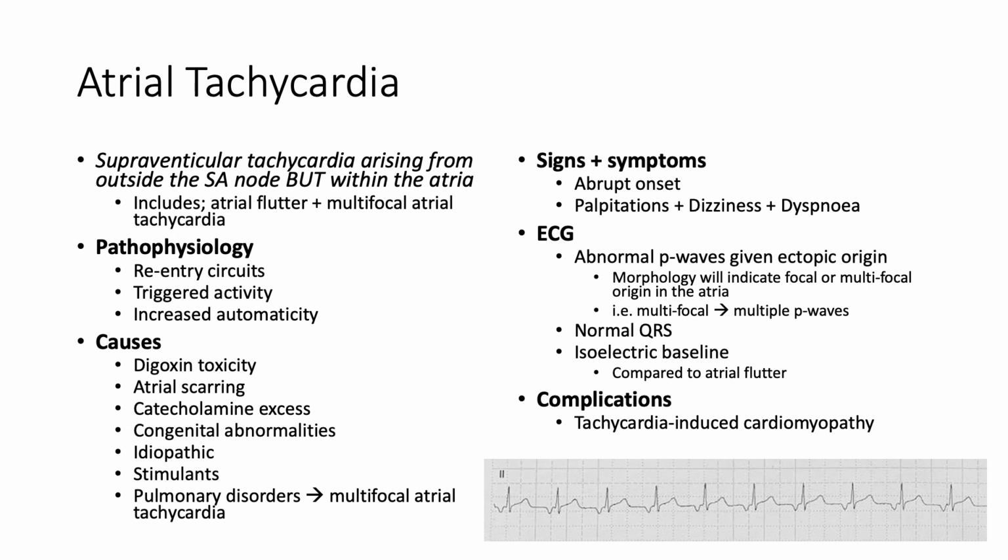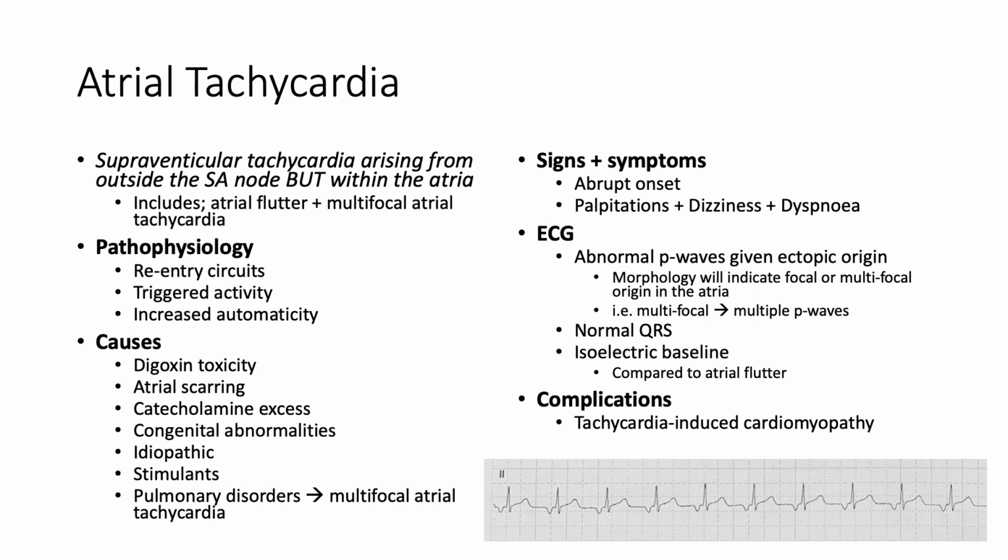Atrial tachycardias. The difference between an atrial tachycardia and a sinus tachycardia is that this comes from within the atria, but not necessarily the SA node, whereas sinus tachycardias come from the SA node. So atrial tachycardias include atrial flutter and a fast heart rate because there are lots of different foci within the atria. What happens is you get circuits that start to self-activate, and it causes a lot of activity, and then they essentially become self-sufficient.